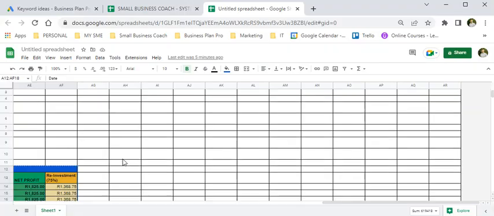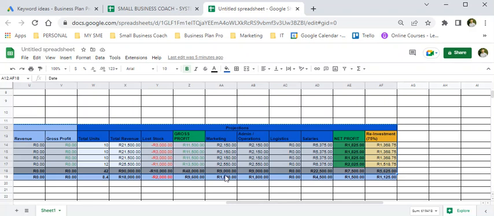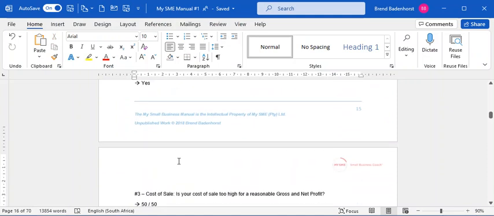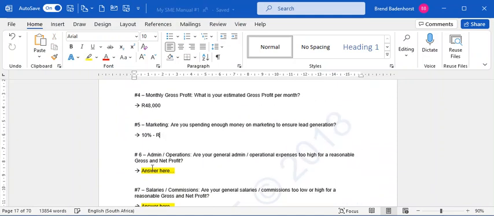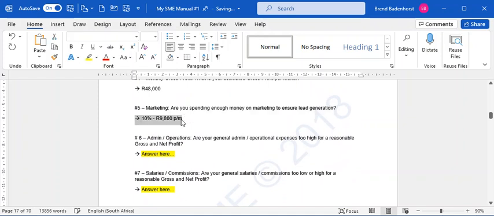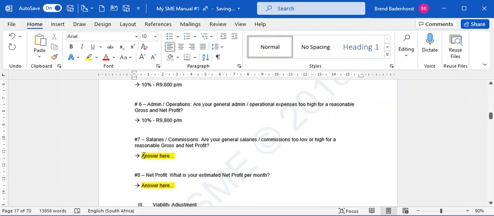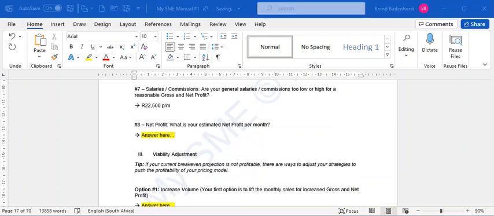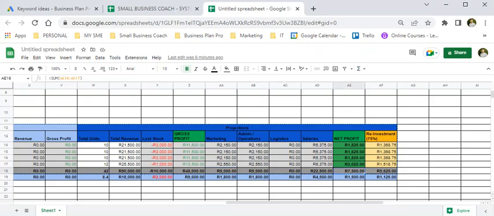let's jump back to the projection. My marketing spend is then 9,800 per month. Admin operations, also 10%, should be 9,800 per month. My salaries is 25,000 or 22,500 per month, and my net profit is going to be 7,500 Rand.